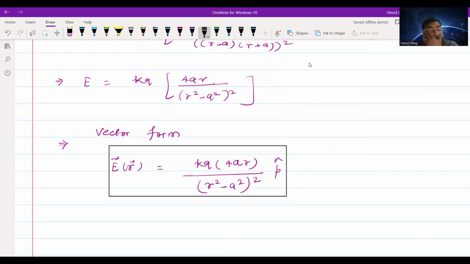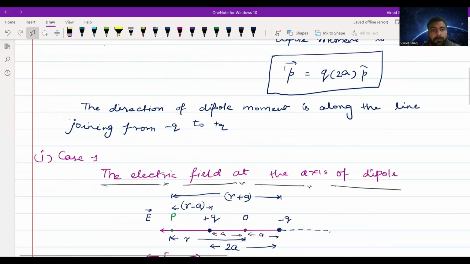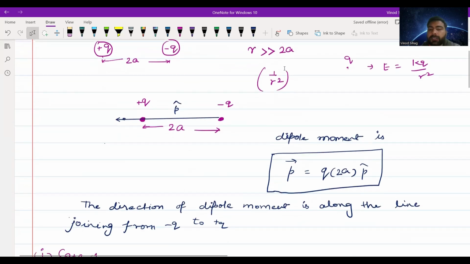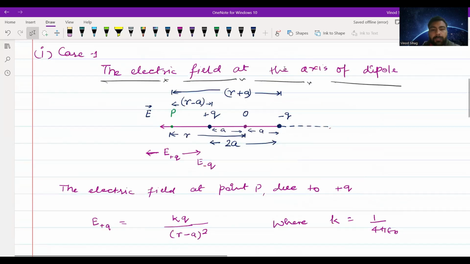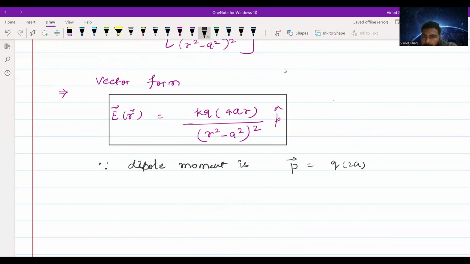Now here we can put one thing. If you remember, we wrote the dipole moment. What is the dipole moment? If you see, the dipole moment is p vector equals q into twice of a into pk. So if we write this, this electric field will become, as we know, dipole moment is p vector equals q into 2a into pk.